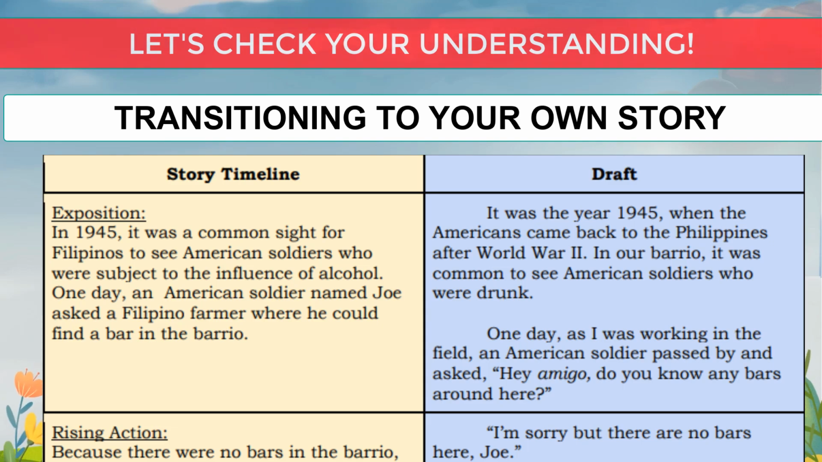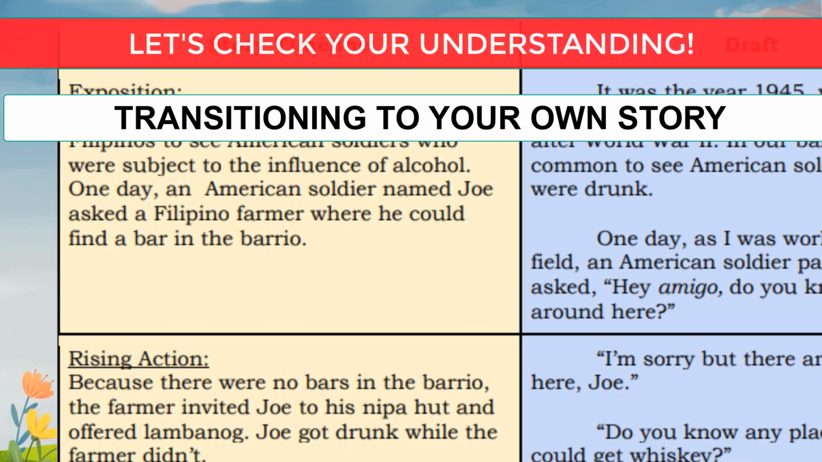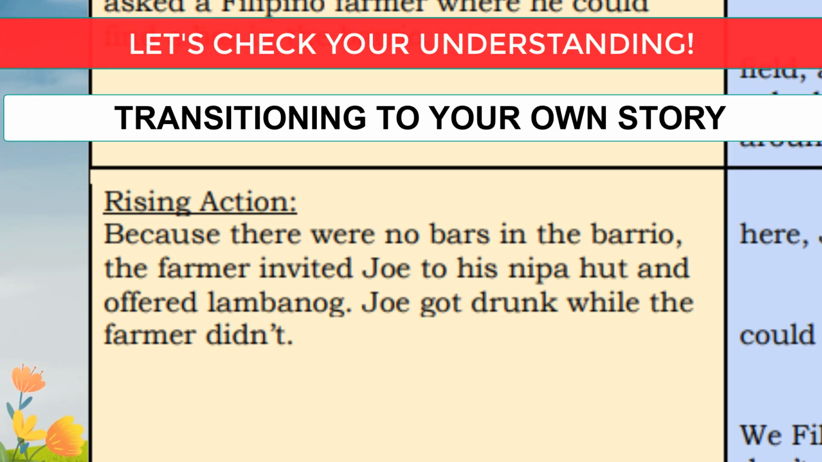For the next timeline, rising action. Because there were no bars in the barrio, the farmer invited Joe to his nipa hut and offered lambanog. Joe got drunk while the farmer didn't.